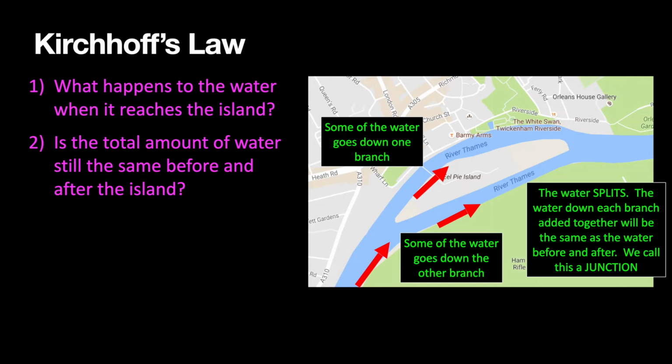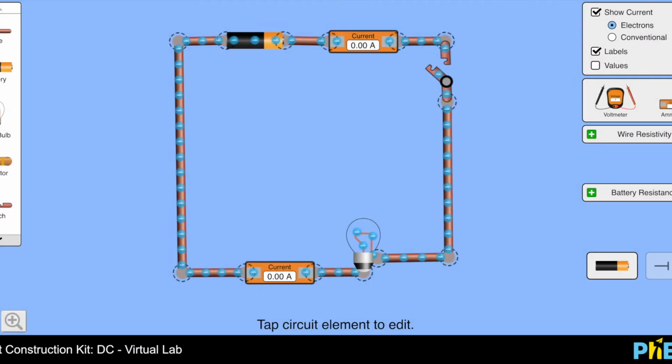We call these points junctions. It's exactly the same in a river as it is in a circuit. Let's take a look at this simple circuit and see how Kirchhoff's law applies. In this circuit, we have a battery over here. We have two ammeters here and here, a bulb over here, and a switch as well.